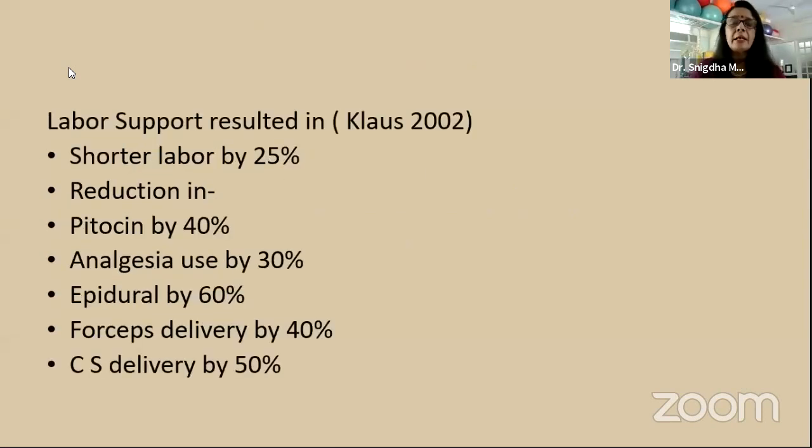Another study done by Kloss in 2002 indicated that shorter labor, the labor decreased by 25%, and reduction in Pitocin use decreased by 40%, in analgesia use by 30%, epidural by 60%, forceps delivery by 40%, and cesarean delivery by 50%. That was a huge, huge difference of one-to-one support given to the woman who was laboring.